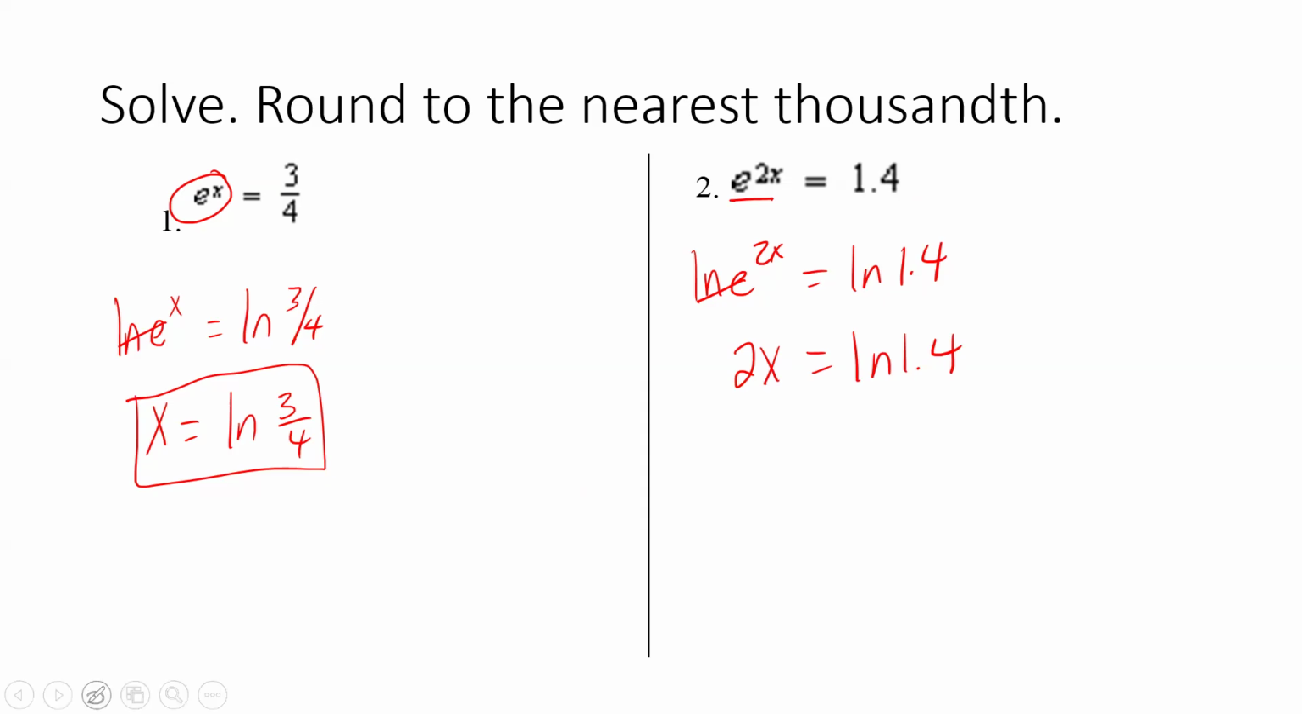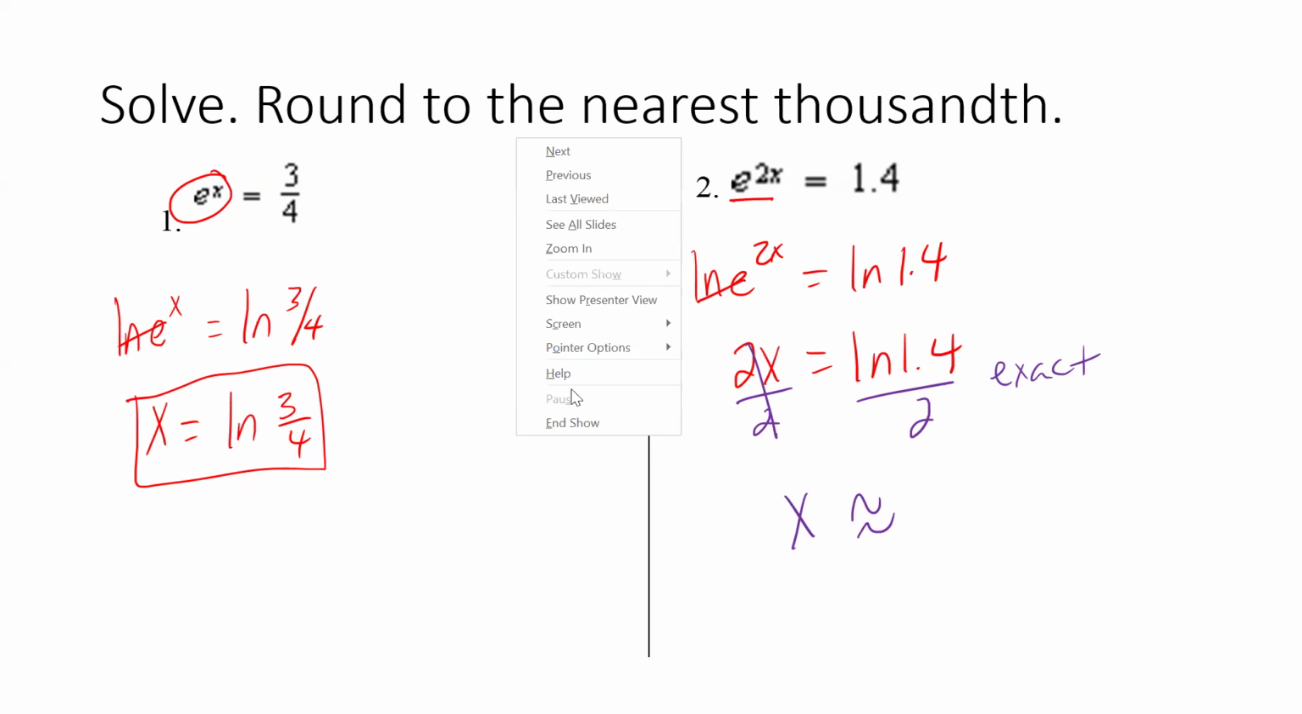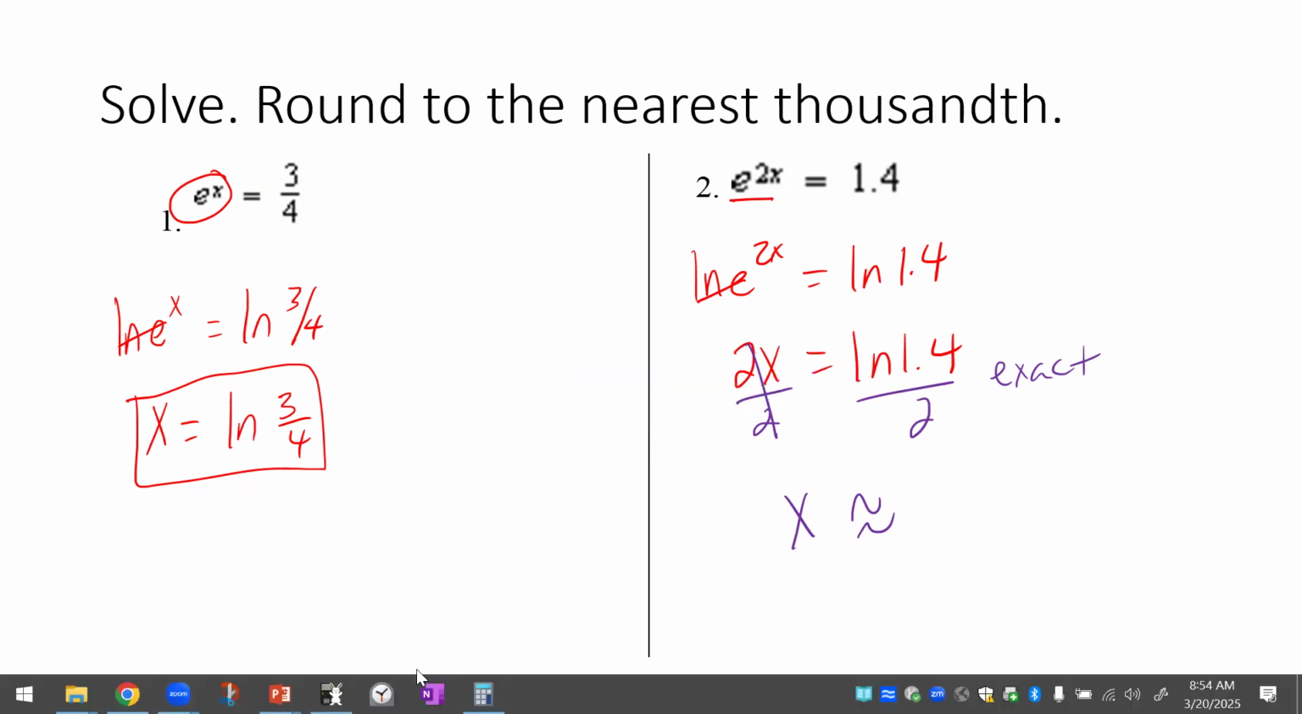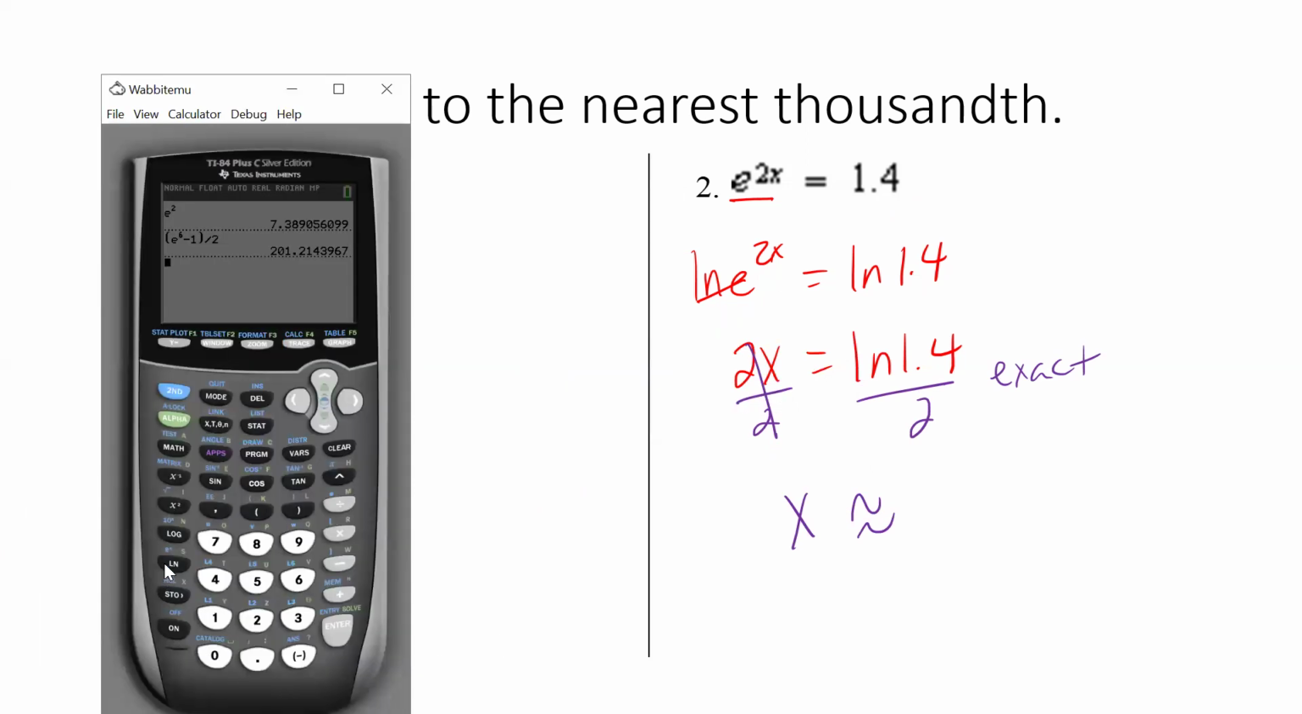The goal is to get x by itself, so what do I need to do? Divide by 2. So my exact answer is the natural log of 1.4 divided by 2. That's your exact. That's what you're typing in the calculator. And the calculator is going to give us our approximate value. So I'm going to go to my handy dandy calculator and type in natural log of 1 4/10 divided by 2. And my approximate value is 168 thousandths.